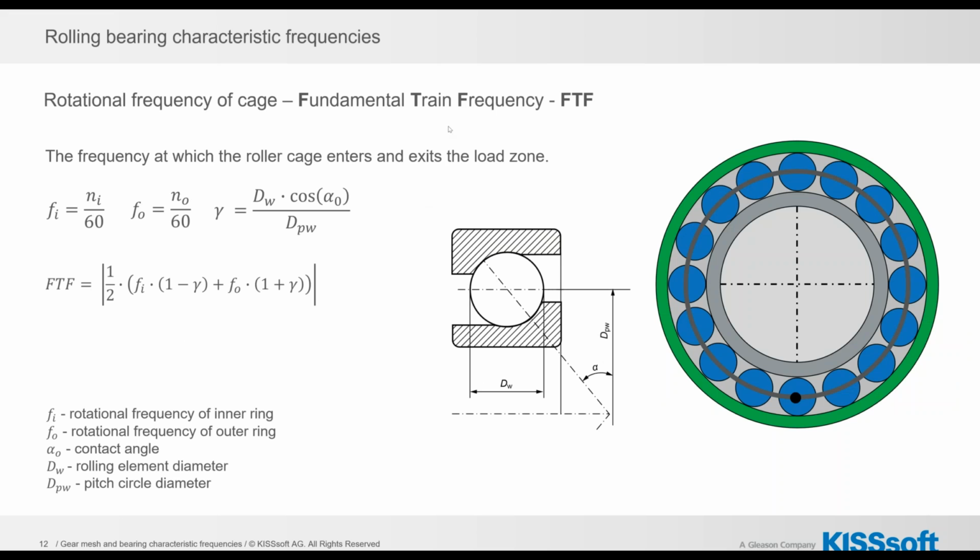Now, the first frequency, the fundamental train frequency, is the frequency at which the roller cage enters and exits the load zone, which can be seen here in this animation. So this is the occurrence of this dot entering the load zone of the bearing. The calculation of the fundamental train frequency depends, of course, on the rotational frequency, in this case of the inner ring and outer ring, but also on some geometry parameters such as contact angle, rolling element diameter and pitch circle diameter.